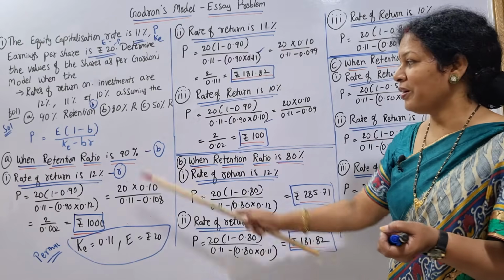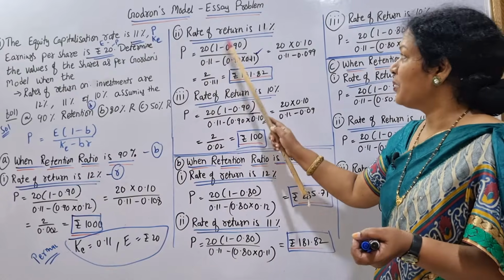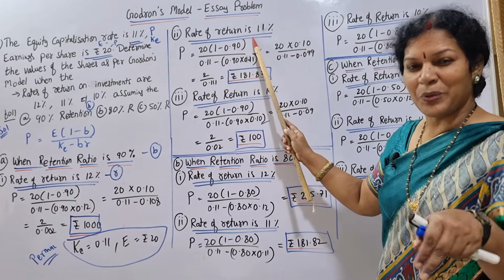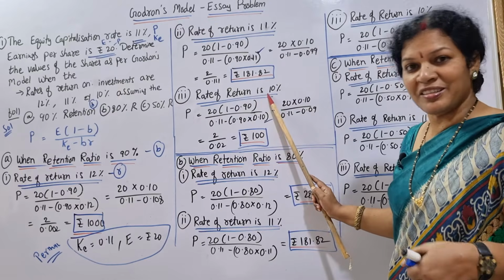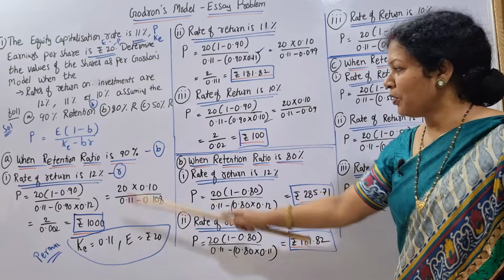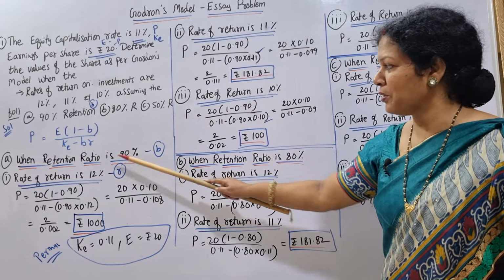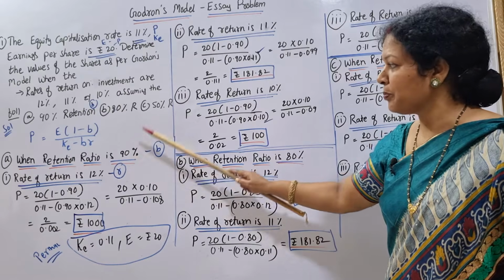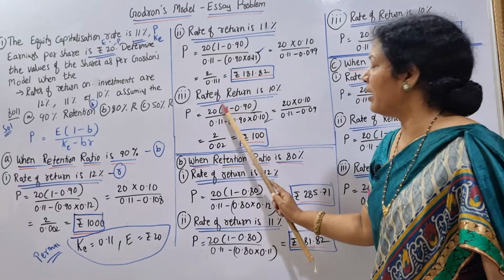When the rate of return was 12%, it was 1000 rupees. When it decreases from 12 to 11%, 181 rupees. Still decreasing to 10%, it is 100 rupees. Did you follow this? This is the first case, with retention ratio 90%: 12%, 11% and 10%.